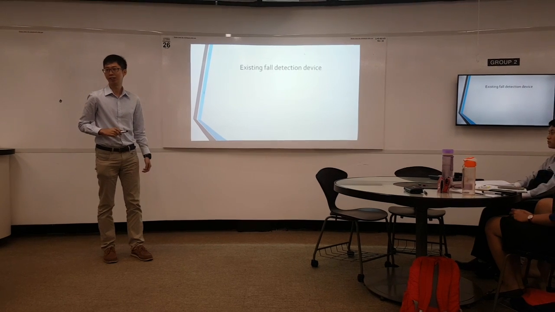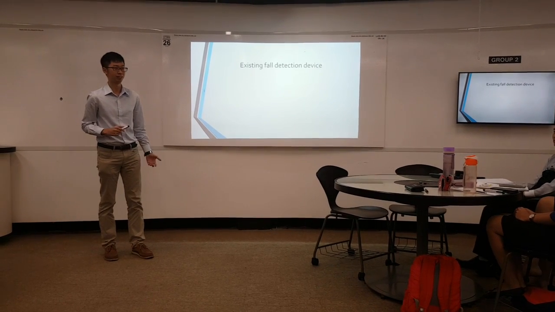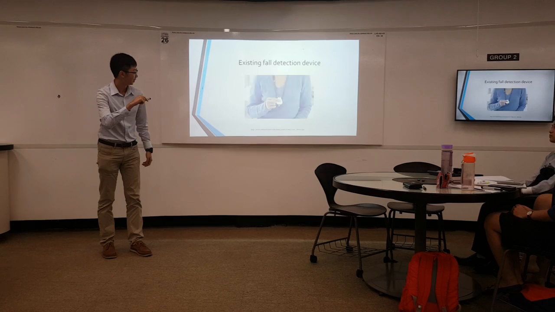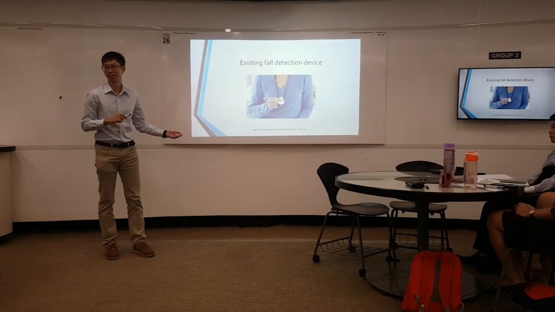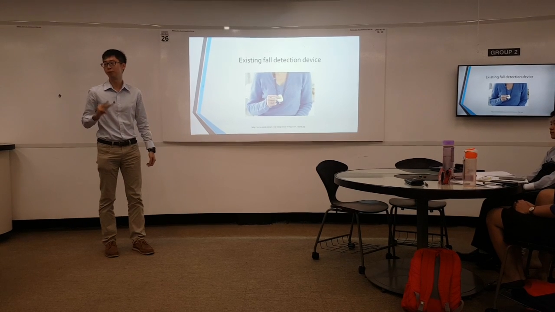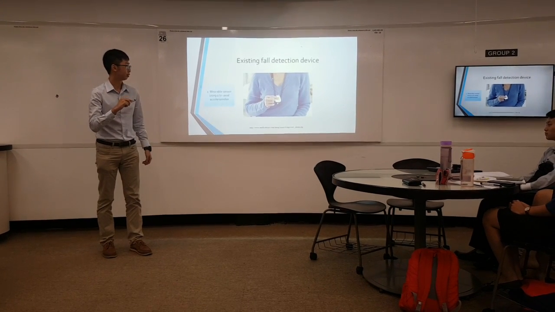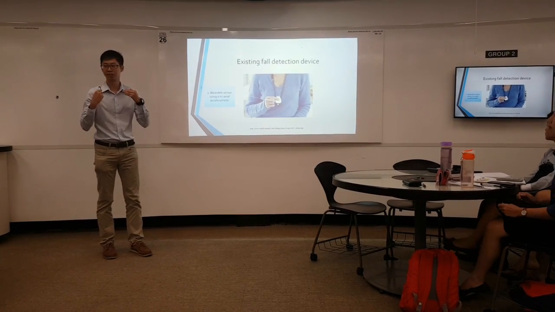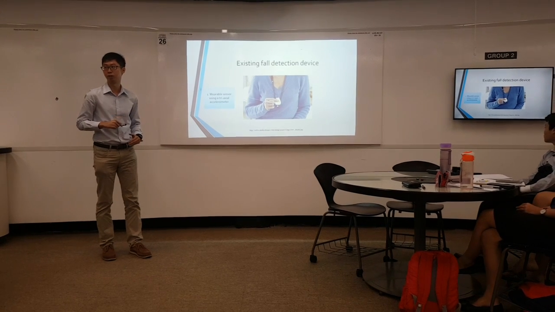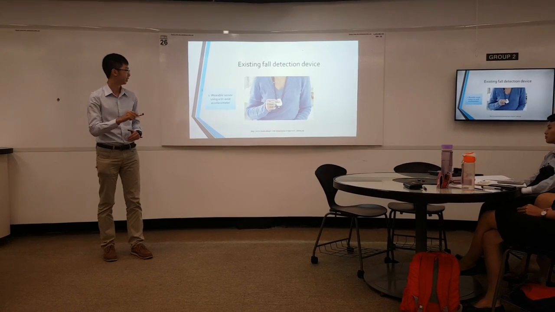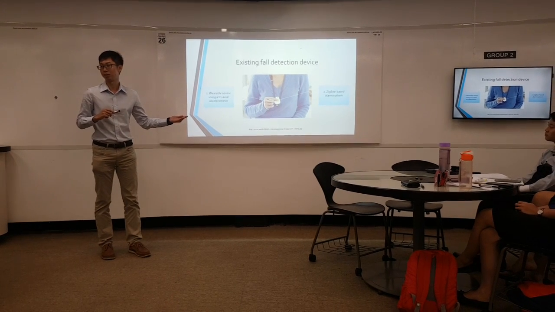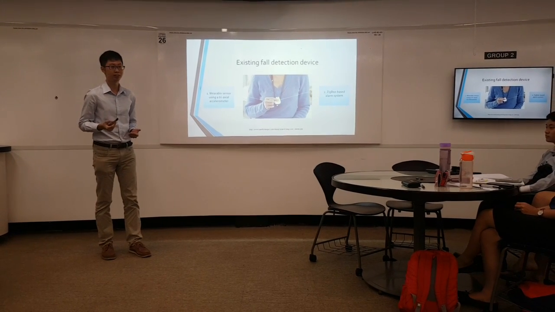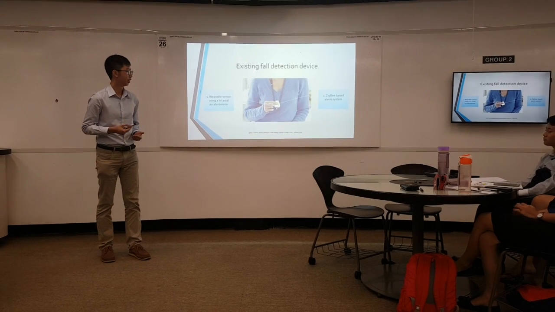Fortunately, there are already existing fall detection devices available. This is a typical example of a fall detection device. Basically, it includes two main features. First of all, it makes use of a wearable sensor using a triaxial accelerometer for fall detection. Secondly, it also includes a Zigbee-based alarm system to notify the caregivers as well as family members upon the incident.